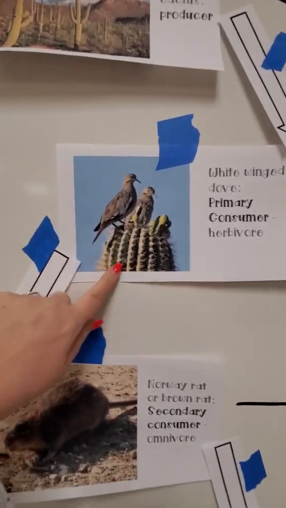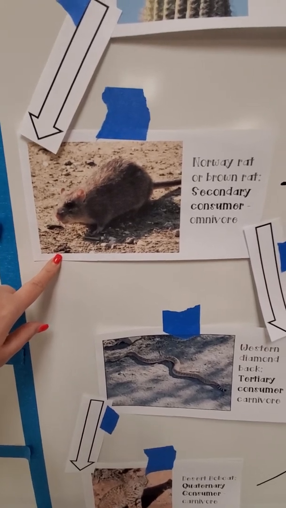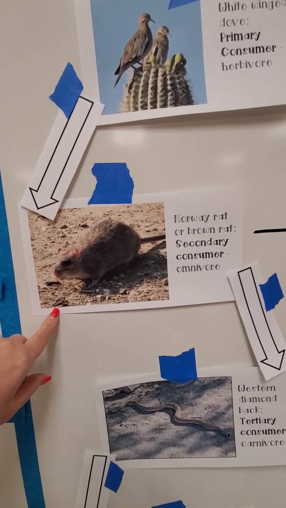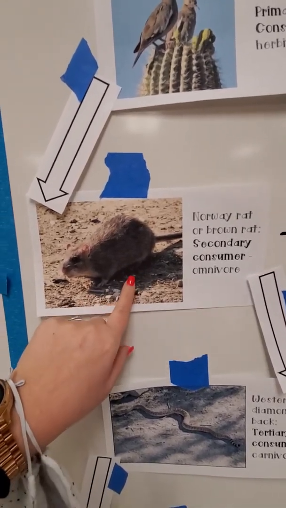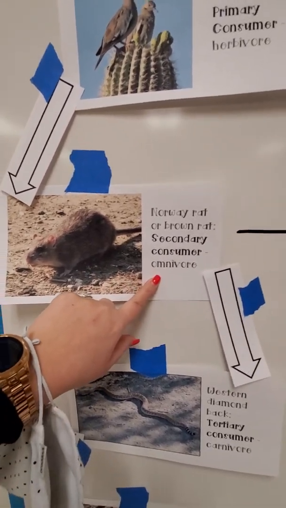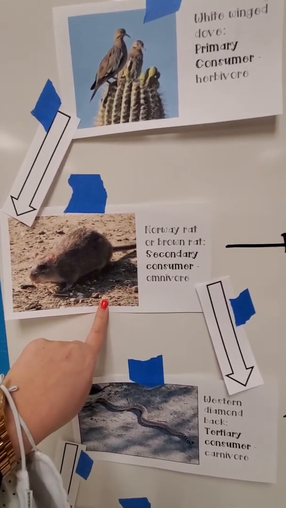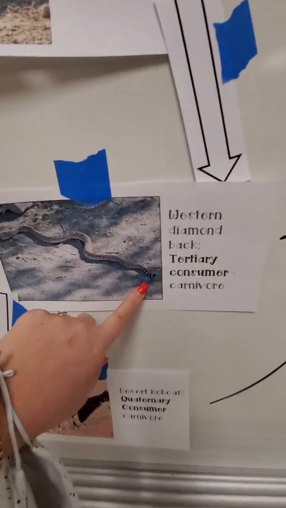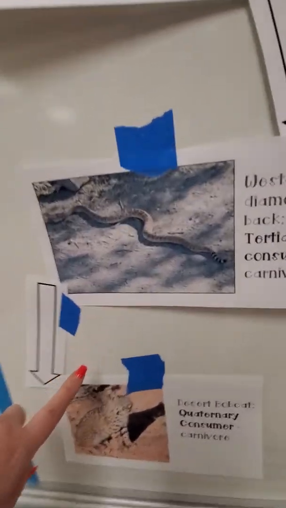And so I've got my arrow showing that my energy is being transferred to my Norway rat or brown rat, right? It eats those little white-winged dove, little baby chicks. So it eats this, it eats those. It's an omnivore because it also eats some other plants as well. I had to look that up, right? Sometimes you might not know, so you might have to do a little bit of searching on Google. Energy transferred to my western diamondback. This is my tertiary consumer. He's a carnivore. He eats only meat, right?